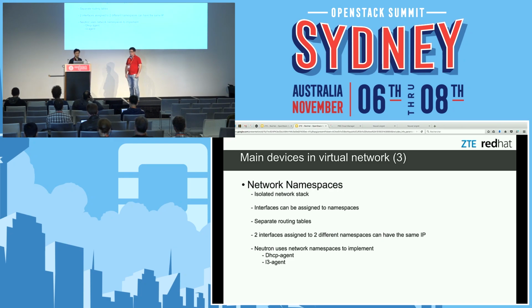So the last one is network namespace. It's an isolated network stack. Interfaces can be assigned to a network namespace, and it has split routing tables. 2 interfaces assigned to 2 different namespaces can have the same IPs. Neutron uses network namespaces to implement the DHCP agent and L3 agent.